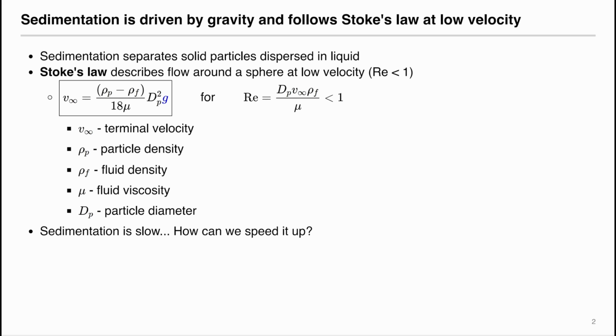Stoke's law says that the terminal velocity v infinity is equal to the difference of particle and fluid's density divided by 18 times the fluid's viscosity multiplied by the particle's diameter and the driving force of gravitational acceleration. Stoke's law has to satisfy its assumption of low velocity and laminar flow. Usually the assumption is satisfied when the Reynolds number is smaller than 1, where the Reynolds number is defined by the particle diameter multiplied by the terminal velocity times the fluid's density divided by the viscosity of the fluid.